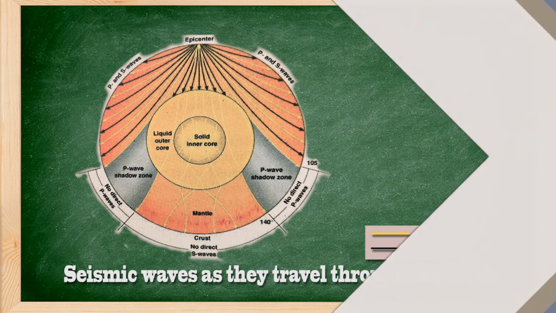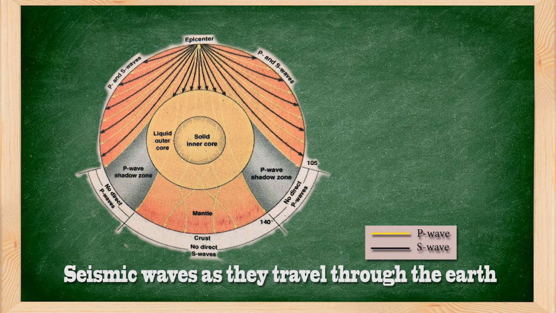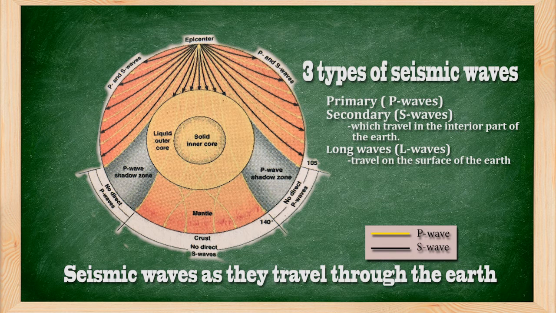You have learned in your grade 8 science that an earthquake releases 3 types of seismic waves: primary or P waves and secondary or S waves, which travel in the interior part of the Earth, and long surface waves or L waves, which travel on the surface of the Earth. P waves come first in recording stations before S waves.